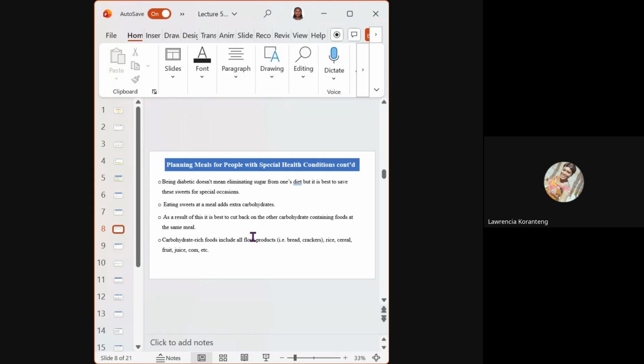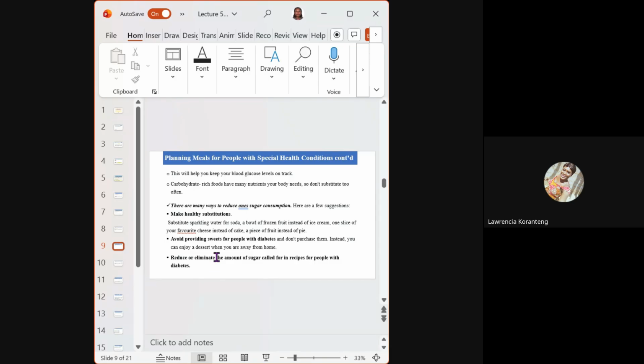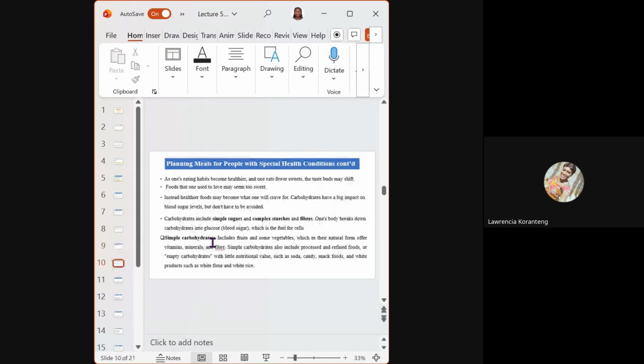As a result of this, it is better to cut back on other carbohydrate containing foods. So you have to reduce carbohydrate-rich foods, like bread, crackers and other things. If they will take bread, it should be the whole bread, the one that we call the wheat bread, and they shouldn't really take much. And then they should eat more whole grain rice, cereals, and avoid fruit juices and all that. So they should avoid sweets and all that.